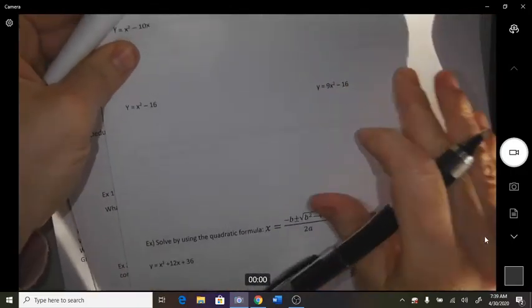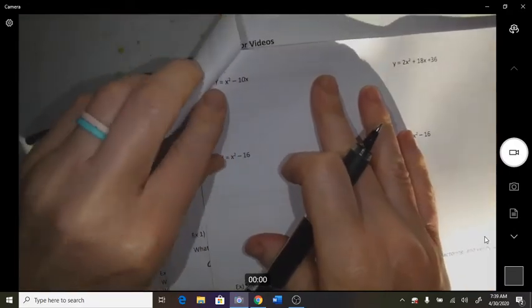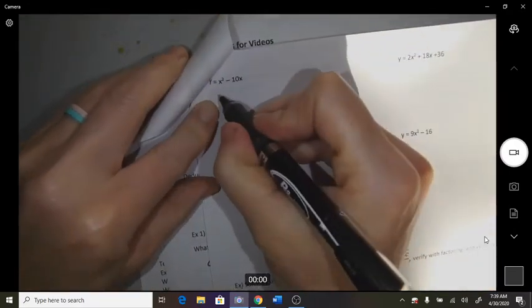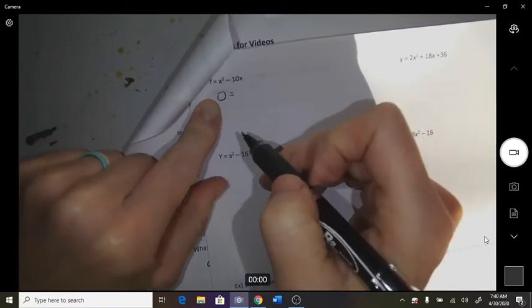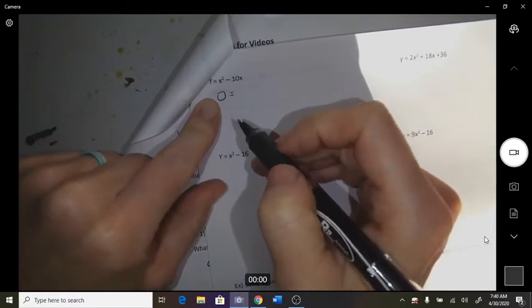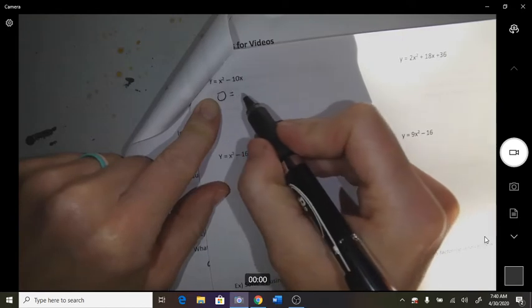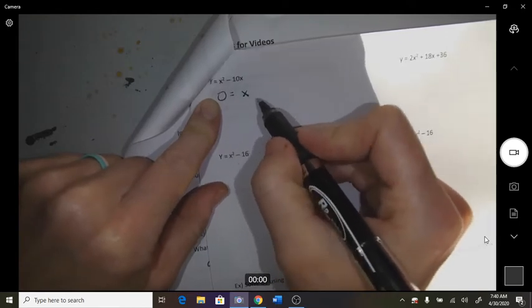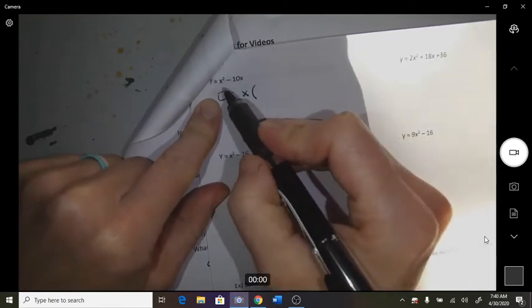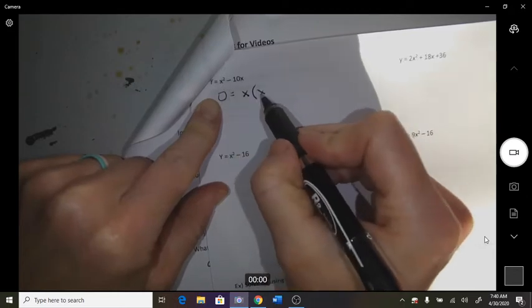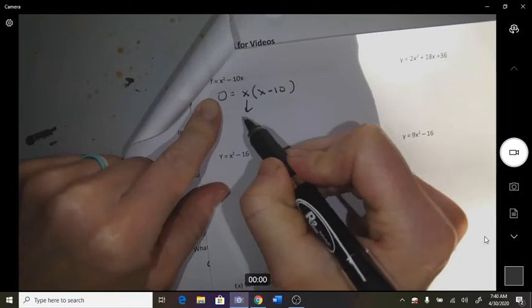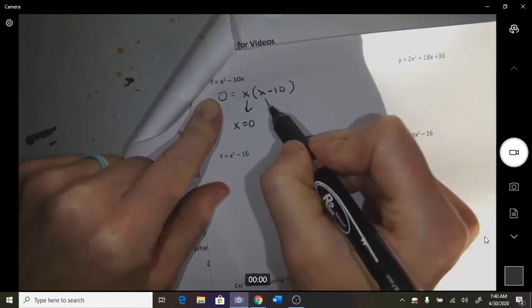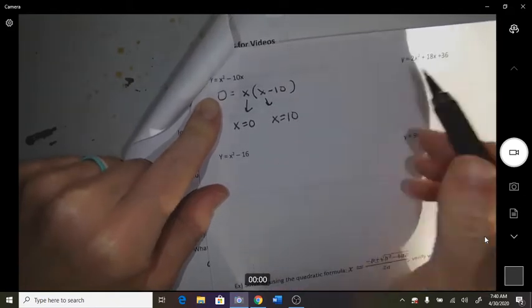Okay, next we're going to do a GCF. So 0 for the y. On this one, a GCF is something common I can take out. Each term has an x in it, so I'm going to take out an x. When I divide out an x, I have an x left. When I divide an x out, I have a negative 10. So now x could equal 0, or x could equal 10.